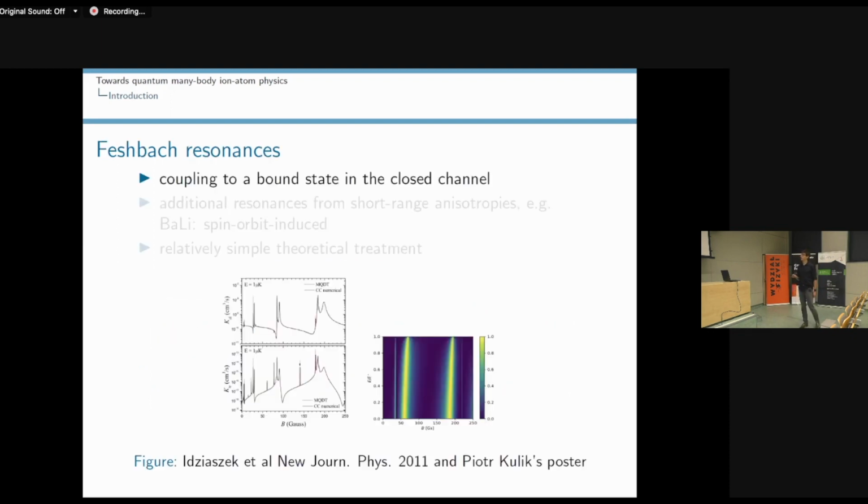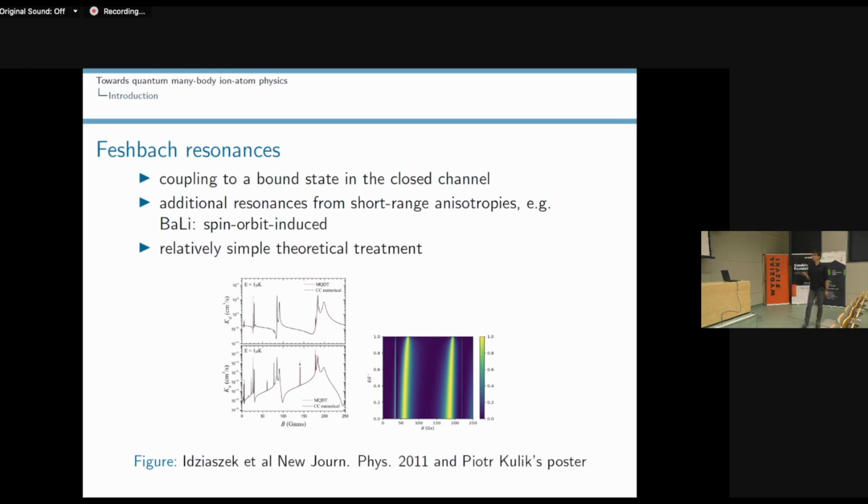And one of the benchmark experiments, and from my point of view a great achievement on the way to many-body physics, was the observation of atom-ion Feshbach resonances. Feshbach resonances are a generic mechanism of coupling of a bound state in the closed channel to your open channel. The physics of Feshbach resonances is relatively simple if you know the interaction potentials well enough. And it turns out that in the system in which it was demonstrated, barium-lithium, this physics is not exactly simple, but it's manageable, and we can more or less understand the structure.